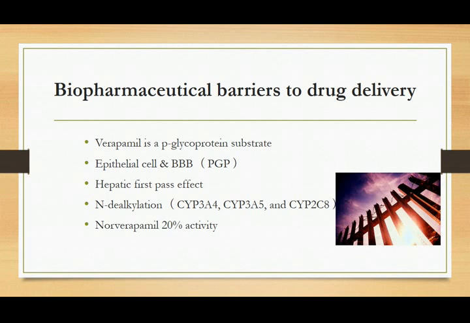On the other hand, the phase 2 first-pass effect has a vast reduction impact on bioavailability, which is around 20 to 35%. Verapamil undergoes N-dealkylation by hepatic cytochrome P450 enzymes. The subclasses include 3A4, 3A5, and 2C8. They form norverapamil with only 20% of the pharmacological activity compared to the verapamil.